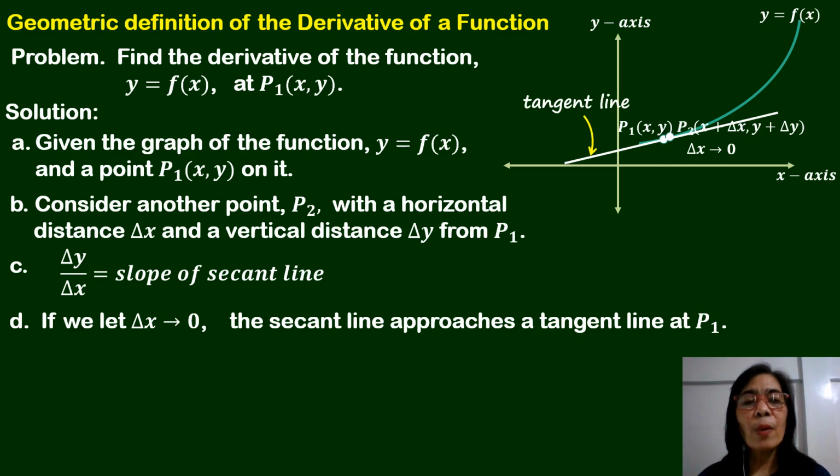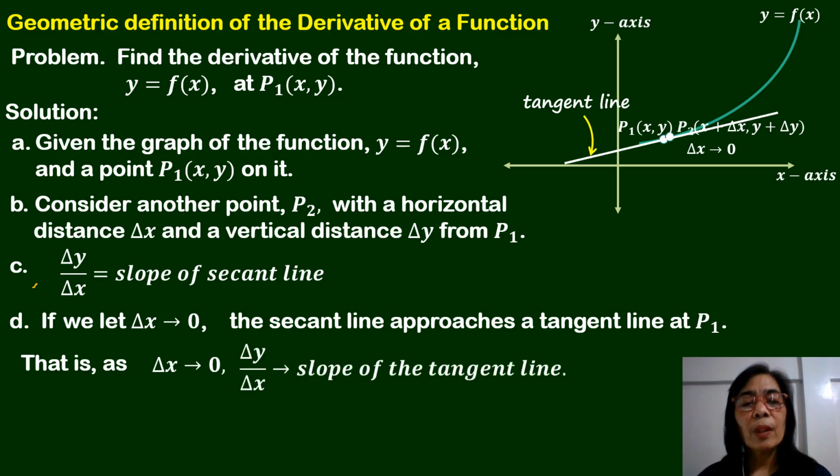And so therefore, the ratio delta y over delta x, which is the slope of the secant line, if delta x approaches 0, will also approach the slope of the tangent line.